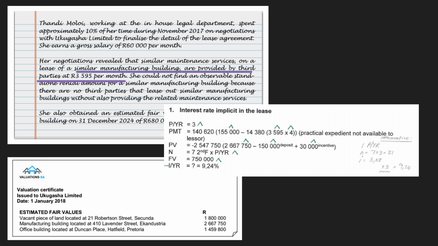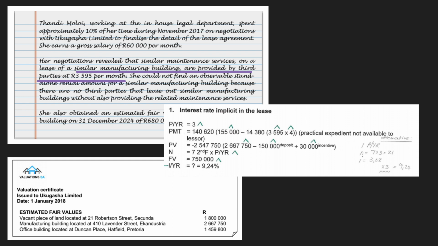And you were given steps to follow. I dealt with that in a Facebook Live, and in Mrs. Jansen van Rensburg's videos, she has also mentioned the steps. So, first things first is you need to calculate an interest rate implicit in the lease. So, the interest rate implicit in the lease is calculated from the perspective of the lessor.